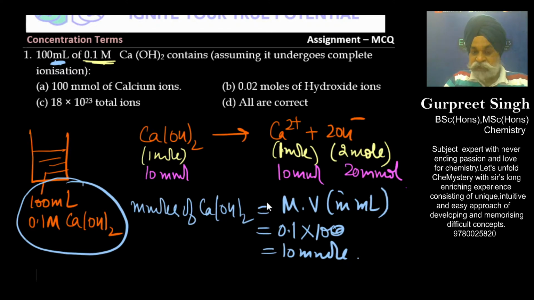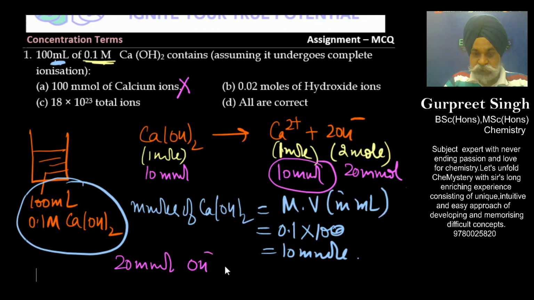So now we have to check what answer do we get. So first answer is 100 millimoles of calcium ion. No, we shall be getting 10. So this is a wrong option. Next, 0.02 moles of hydroxide ion. So here it is 20 millimoles. So 20 millimoles of OH negative can also be written as 20 into 10 raised to minus 3 moles of OH negative, because 1 milli would be equal to 10 raised to minus 3. So this does make this option. So B would be the right statement.